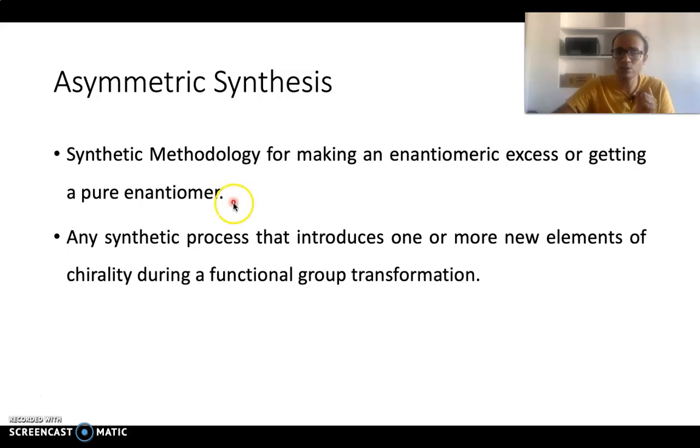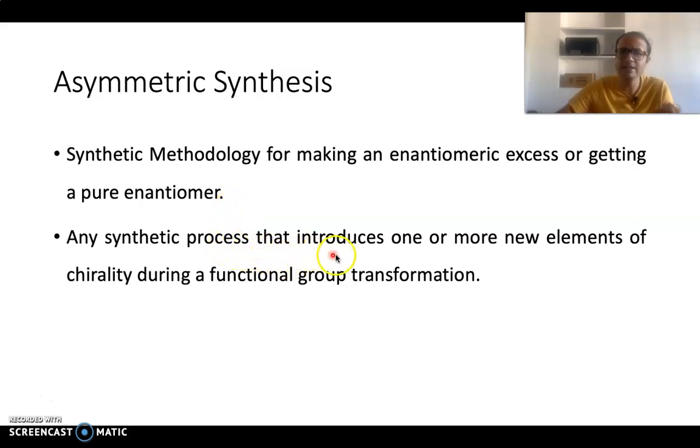Whenever we do any synthesis which would lead to a particular enantiomer in its pure form, or it can be enantiomeric excess, where sometimes you are not able to synthesize a pure enantiomer, but rather you synthesize one enantiomer in excess and the other enantiomer might be present in a less significant amount. That is called enantiomeric excess. Both enantiomeric excess as well as synthesis of a pure enantiomer are called asymmetric synthesis.